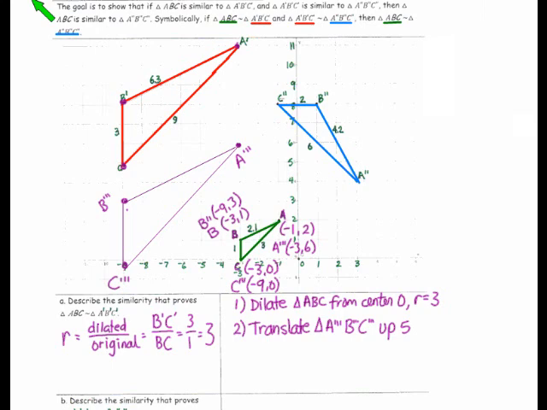Dilate triangle ABC from center O with a scale factor of 3. Then translate A'B'C' up 5. So that's moving point A, 1, 2, 3, 4, 5. And when you do that, you move your entire triangle 5 spaces up, and it is in position, and you have mapped your triangle, proving similarity.